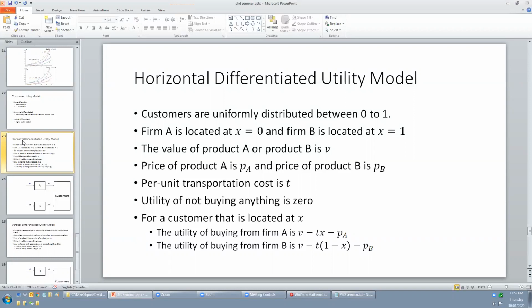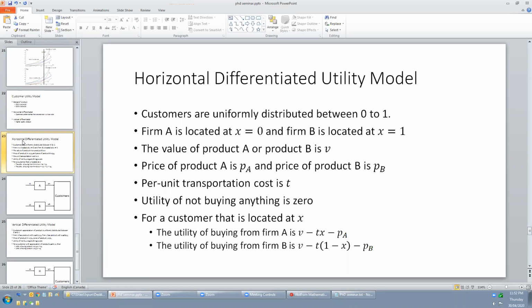There are two different companies. Firm A is located at x equals 0, let's say on the left side, while firm B is located at x equals 1, let's say on the right-hand side. The value of a product, either product A or product B, is some particular value V. The price of product A is PA and the price of product B is PB.